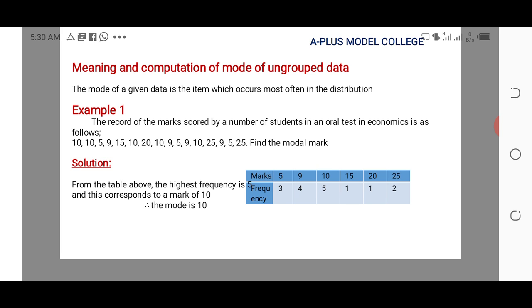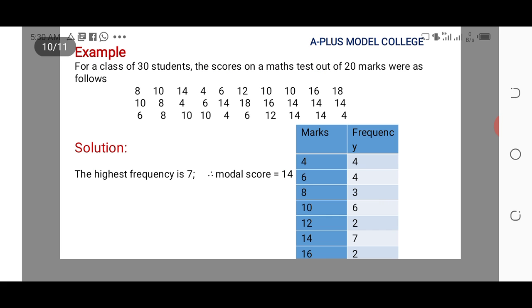3. 9 is the next one. How many times does 9 appear? That is 4. 10 is the next one. How many times does it appear? That is 5. Until we get to the last one, which is 25. So by the time you look at the frequency table, you can see that 10 appears mostly. It's the one that has the most frequency, which is 5. So thereafter, we can say the mode is 10, because the mark 10 is the one that has the frequency of 5, which appears mainly. That's why it has the highest frequency in that distribution.